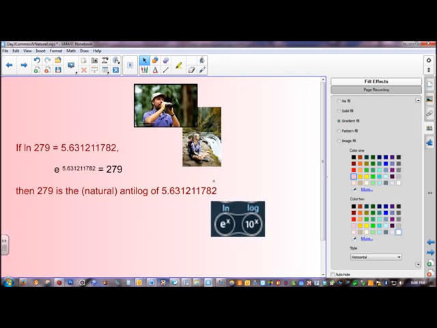I can do the same thing with the natural logs. If the natural log of 279 is equal to 5.63, then when I take e and I raise it to the 5.63 power, I get 279. We say that 279 is the natural antilog of 5.63.